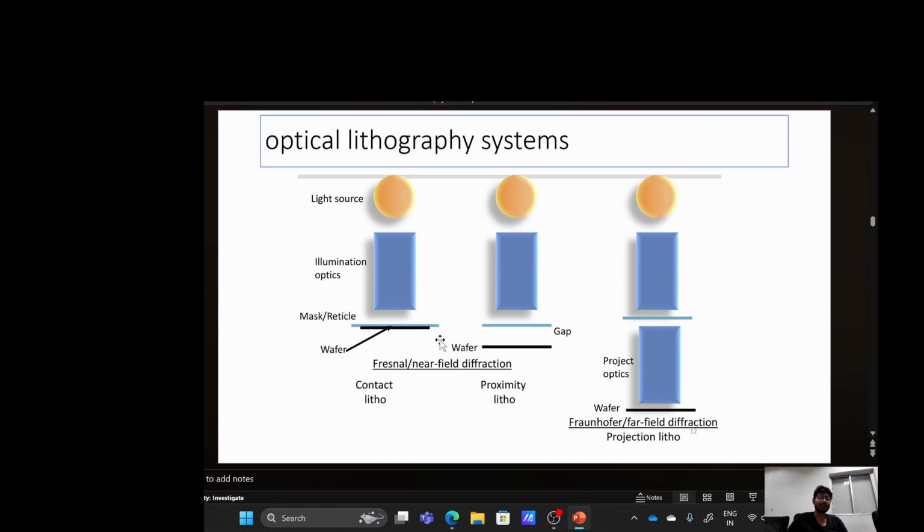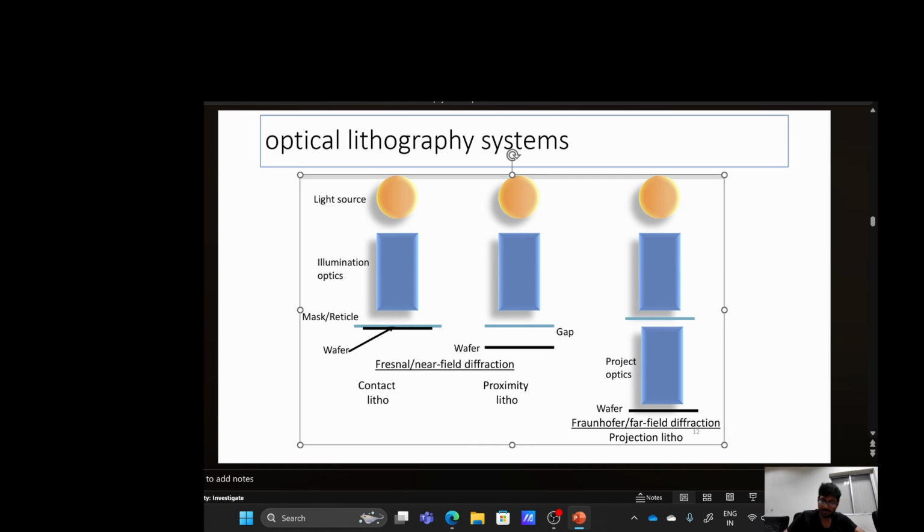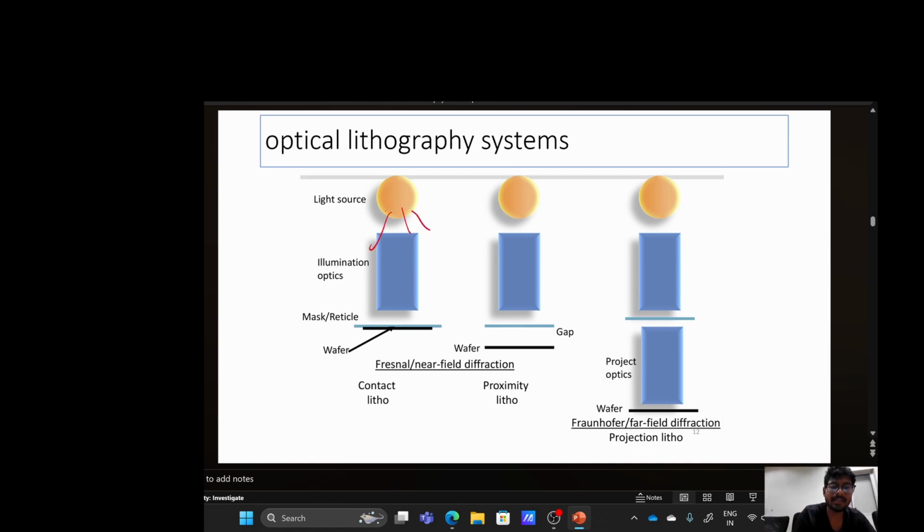This is the projection lithography setup. There are three things: one is the light source, one is the illumination optics, and another is the mask. The light source is diverging and spreading to all sides, so the light is coming from these directions and is not directly parallel. What the illumination optics does is make sure the light falls on the mask in a straight way.